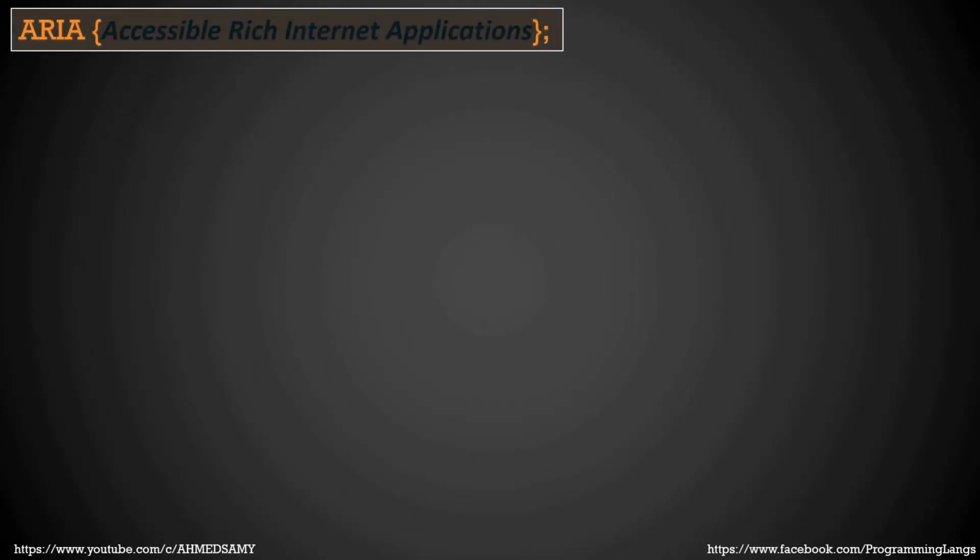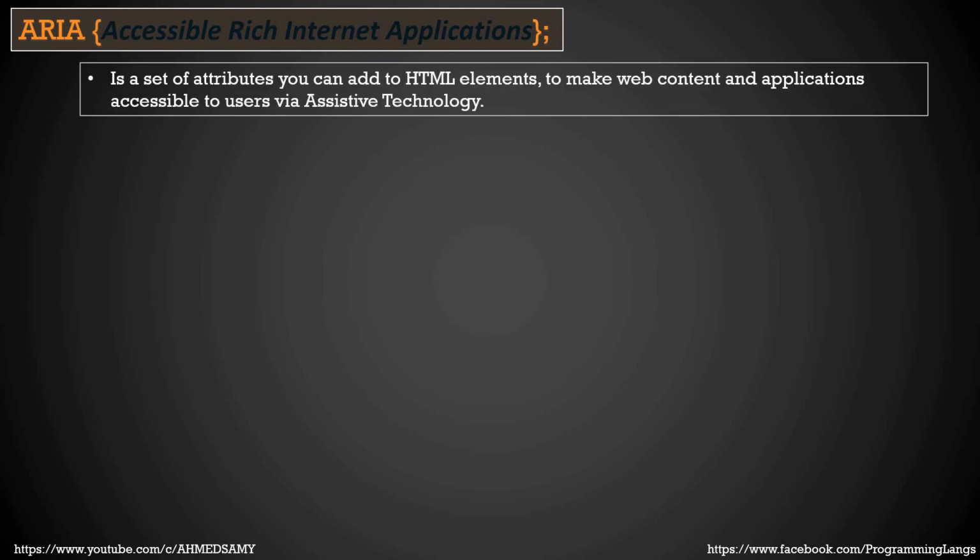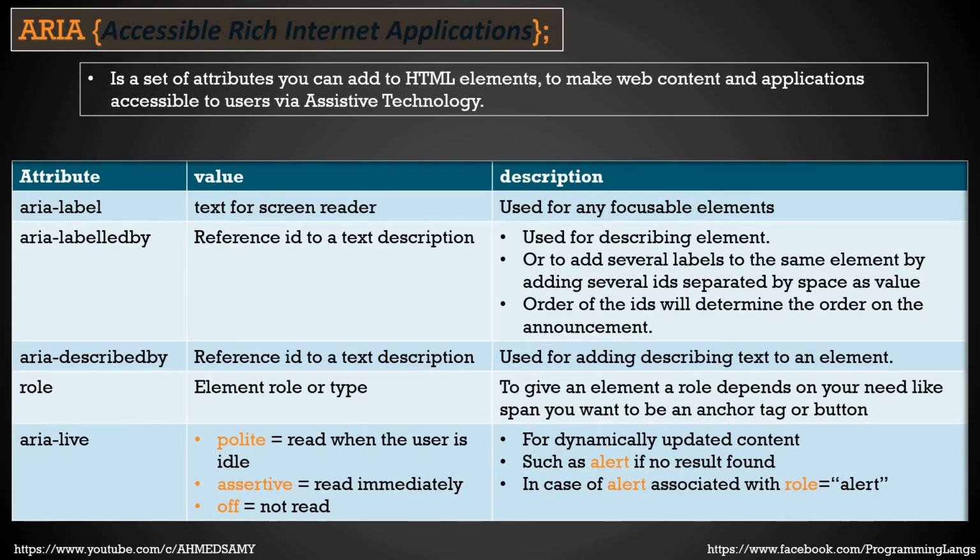ARIA, Accessible Rich Internet Applications, which means that your internet application will be accessible for everyone. It is a set of attributes which you can add to your HTML elements to make web content and applications accessible to users via assistive technology such as screen readers in general. For ARIA, we will just show a few of the attributes, not all, but mostly.